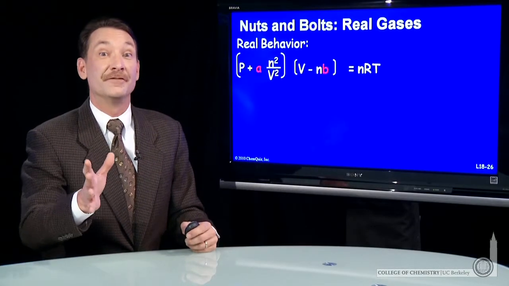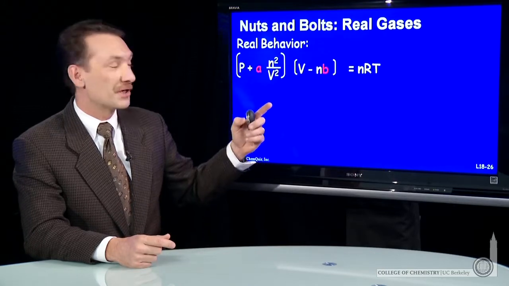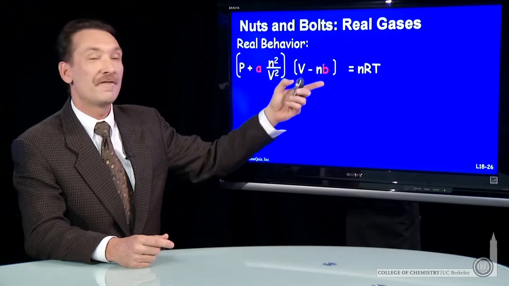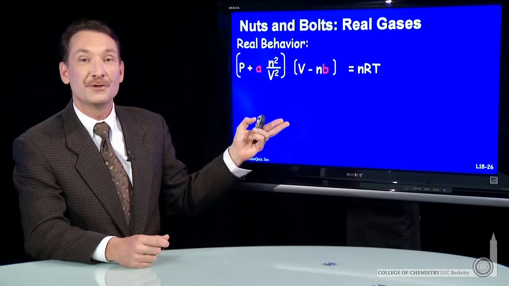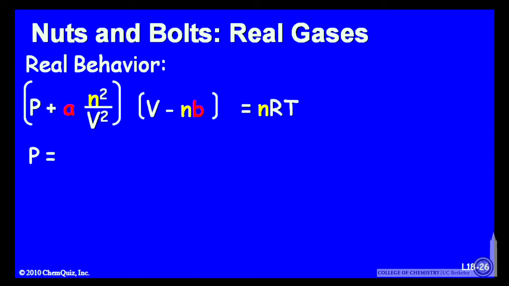Let's look at the real behavior. For the real behavior, we'll use the van der Waals expression with a correction to the pressure and volume terms. Now, I'll just do this for carbon dioxide, and you can repeat the calculation for helium, but I can solve for pressure, nRT over the volume term minus the a n squared over V squared term.